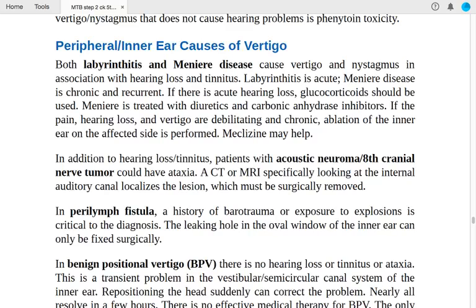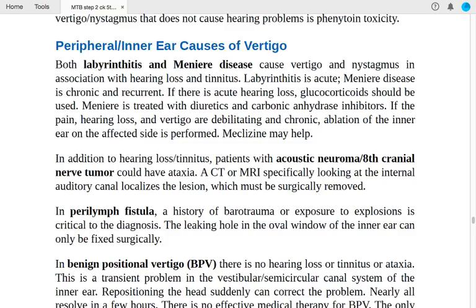If there is acute hearing loss, a glucocorticoid should be used. So, whenever there is acute loss, we'll go for the glucocorticoid option. Meniere's disease is treated with diuretics and carbonic anhydrase inhibitors. If the pain or hearing loss and vertigo are debilitating and chronic, ablation of the inner ear on the affected side is performed. Meclizine may help, right? So this is the condition. The ablation is performed on the affected side if there is debilitating vertigo associated with hearing loss and all that. Meclizine may also help.